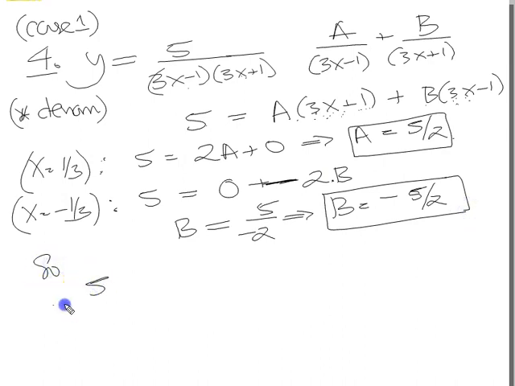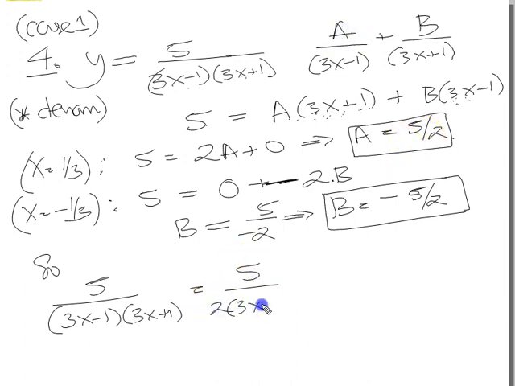So then, what have we got? We've got 5 over (3x minus 1) times (3x plus 1) is equal to a, which is 5 over 2, 5 over 2, like so, times (3x minus 1), plus b, which is minus 5 over 2 lots of (3x plus 1).